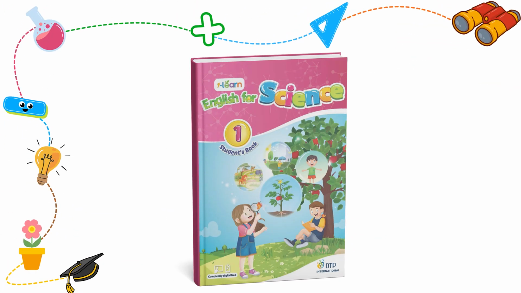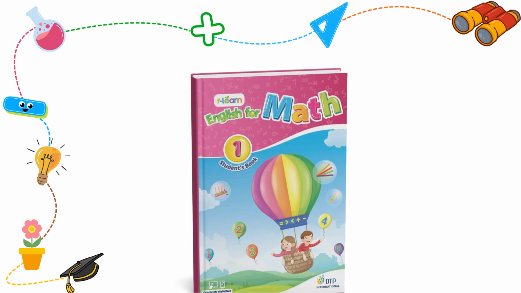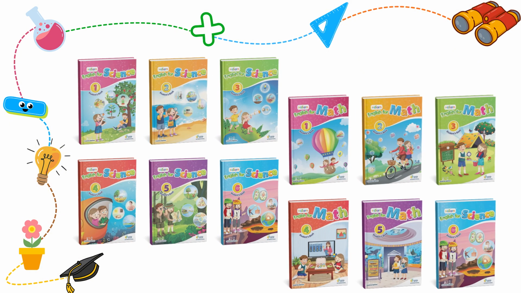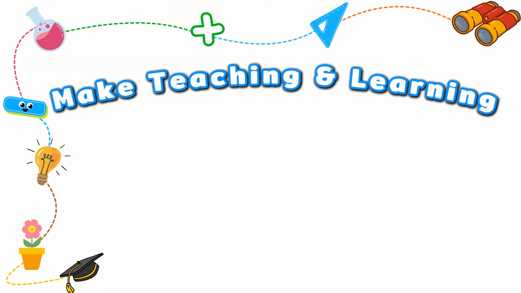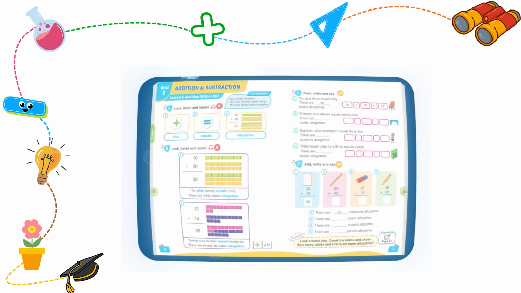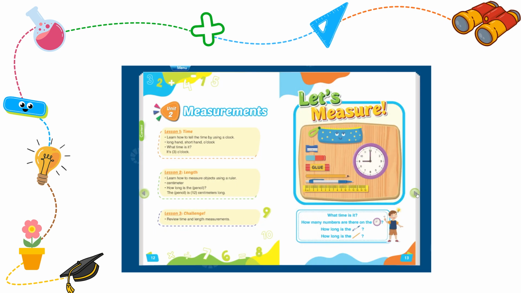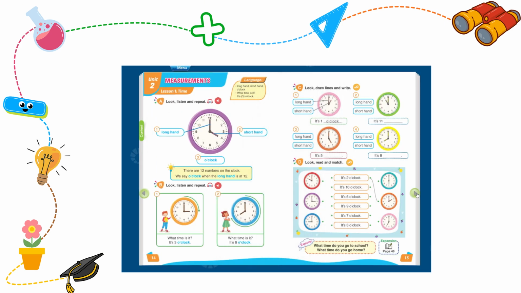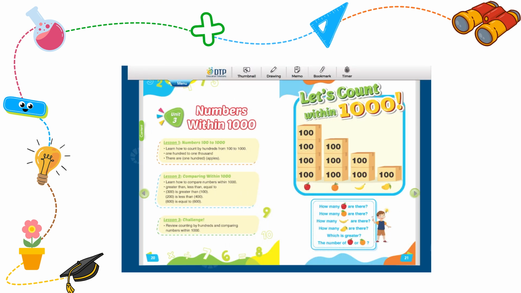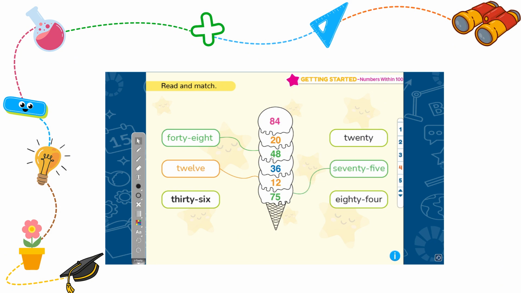The I Learn English for Science and I Learn English for Math series come with a full set of digital and print resources that make teaching and learning seamless, interactive, and effective. E-Student's Book. The digital version of the student's book, enriched with audio and visuals, makes learning more engaging and accessible anytime, anywhere. Digital classroom resources.